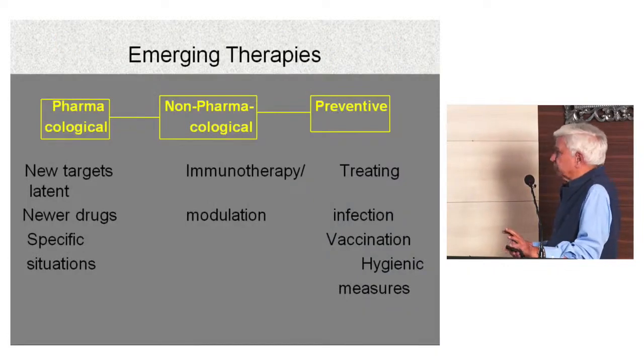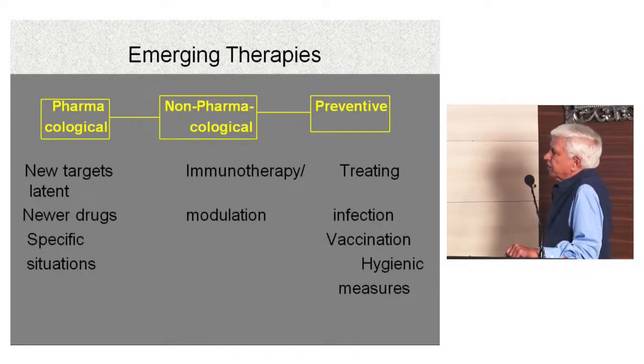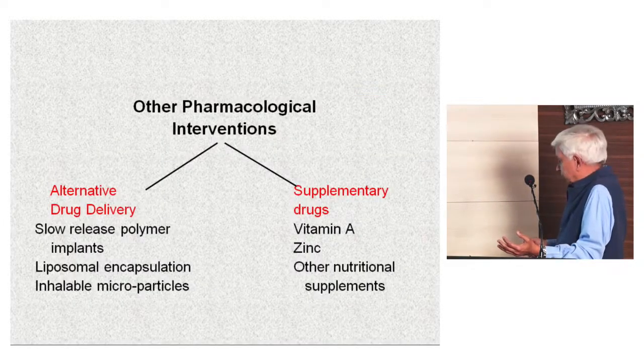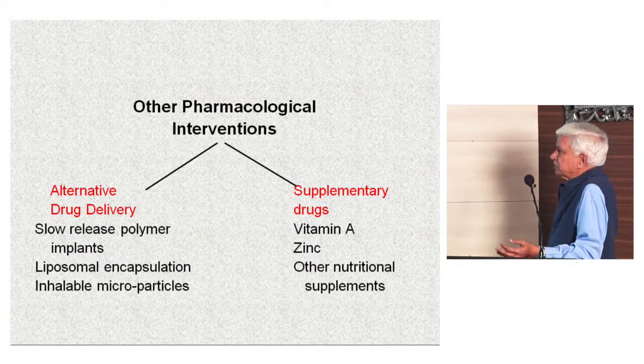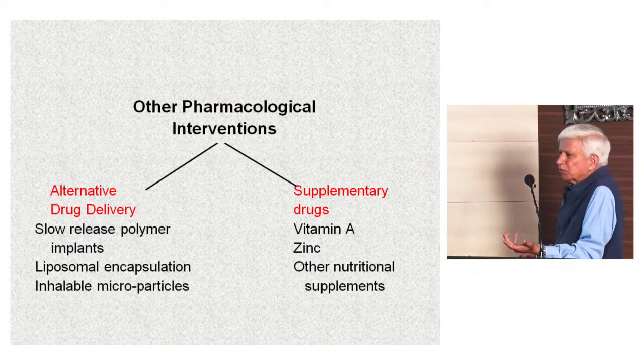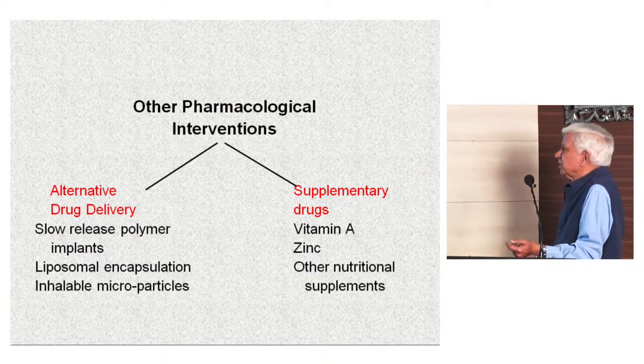So just now, multiple emerging therapies, like pharmacologically new targets for latent tuberculosis, newer drugs, are being worked out. Non-pharmacological therapy has also been recommended: immunotherapy, drug modulation therapy, where you give a kind of immunobooster which can be helpful in the prevention of tuberculosis. But none of these things has yet been standardized. Other pharmacological interventions are also being tried with drugs, like slow release polymer implants that you just implant, which go on releasing drugs for a month or so.